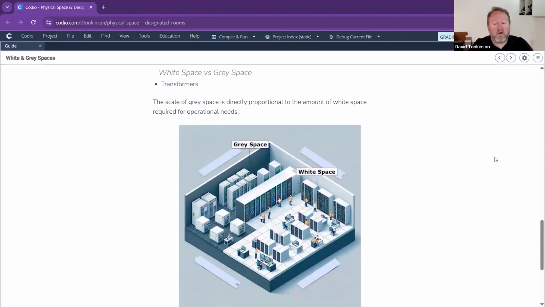So white space is really where all the hard work is. It's where your compute power is. It's the key area of operations. And your grey space is all the bits and pieces that support that particular structure.